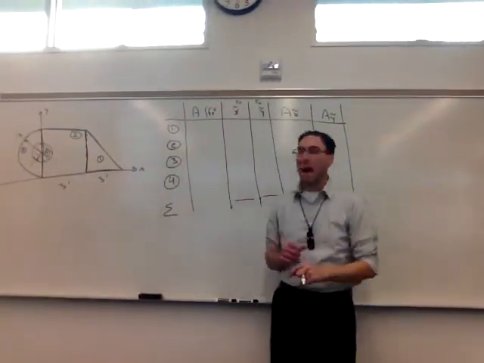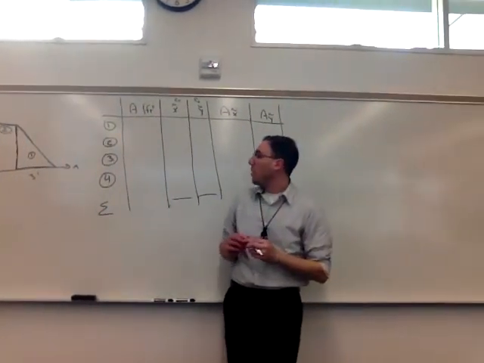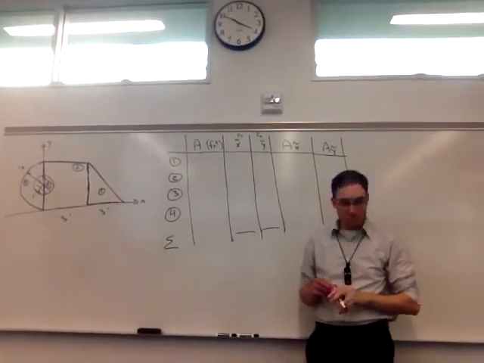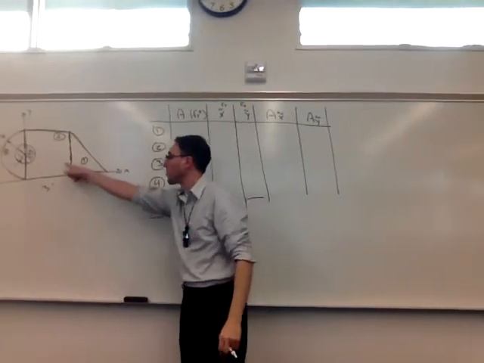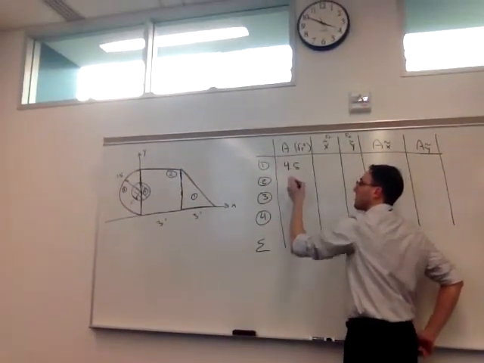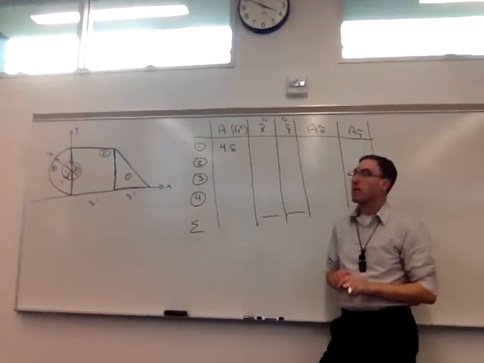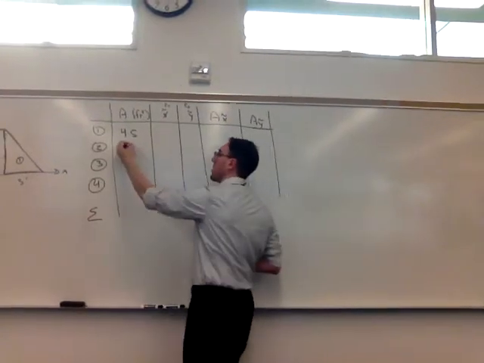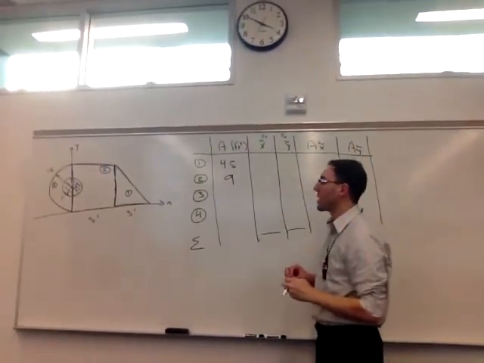So shape number one, our triangle. What will the area of shape number one be? Right, so 3 times 3 divided by 2 is going to be 4.5 square feet. Shape number two, the square. Right, 3 by 3, 9. Shape three, the half circle.